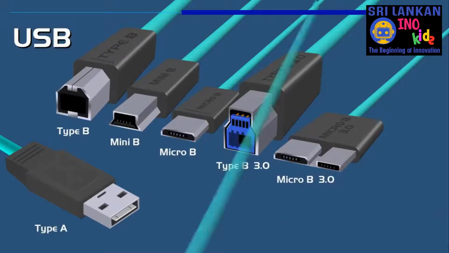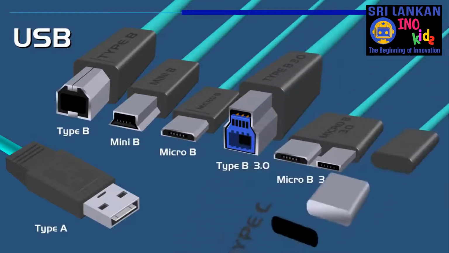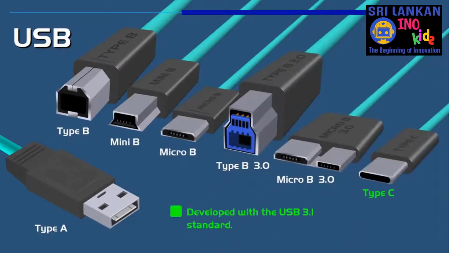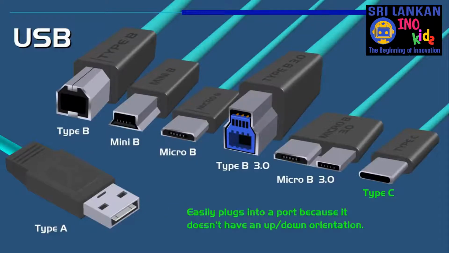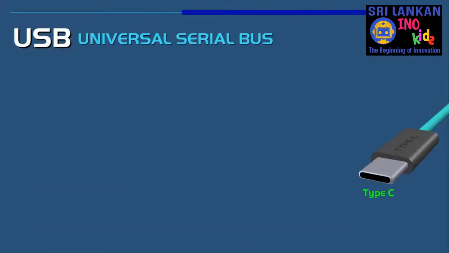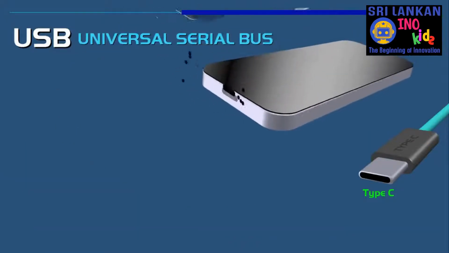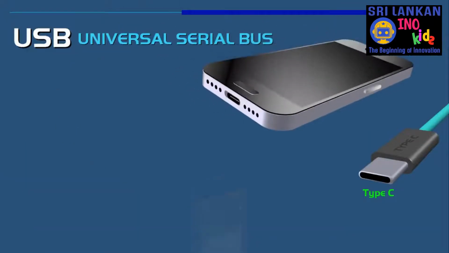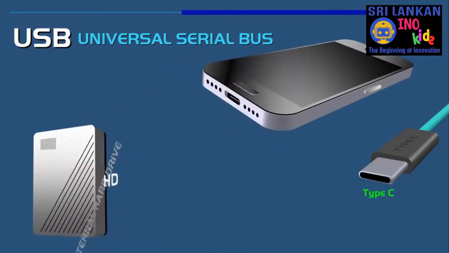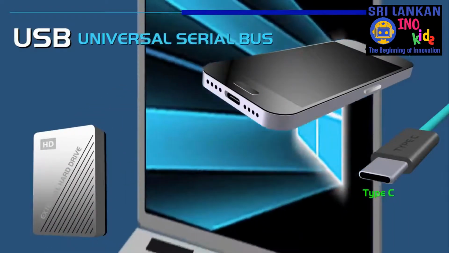And in 2014, USB-C was developed, and it was developed with the USB 3.1 standard. Now this is a thin connector with rounded edges, and it has 24 pins. And it easily plugs into a port because it doesn't have an up and down orientation. Today, the USB-C can be found on modern smartphones, external hard drives, tablets, and modern desktop and laptop computers.